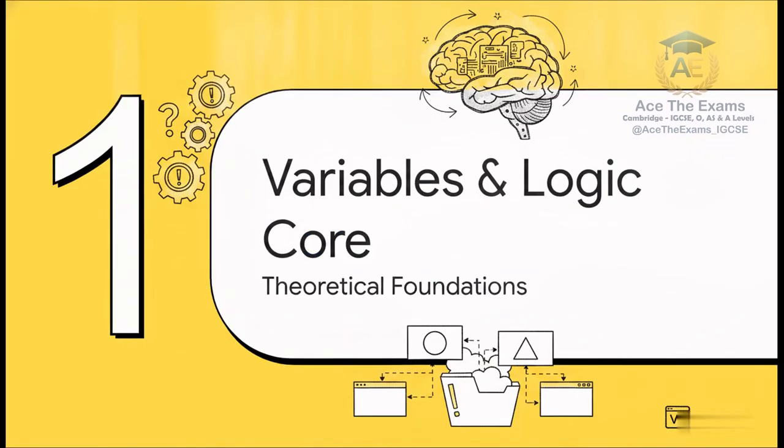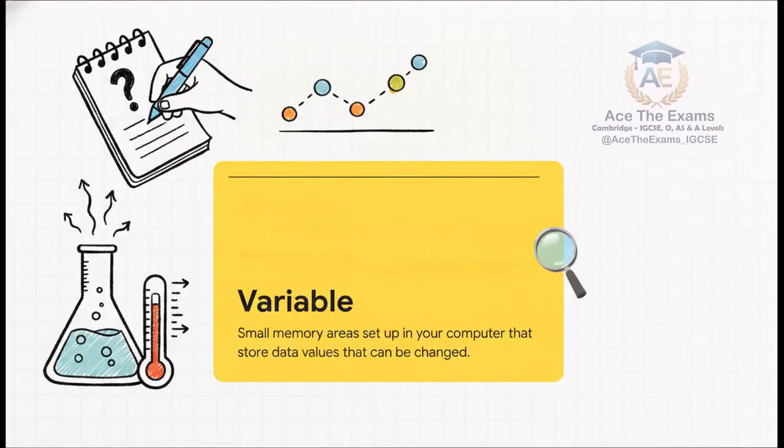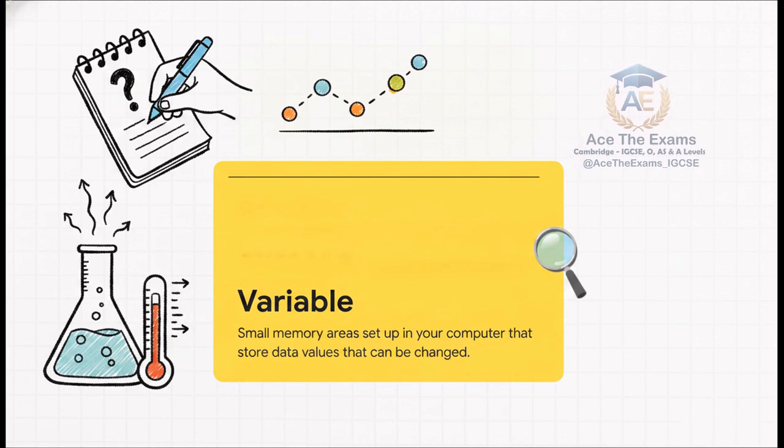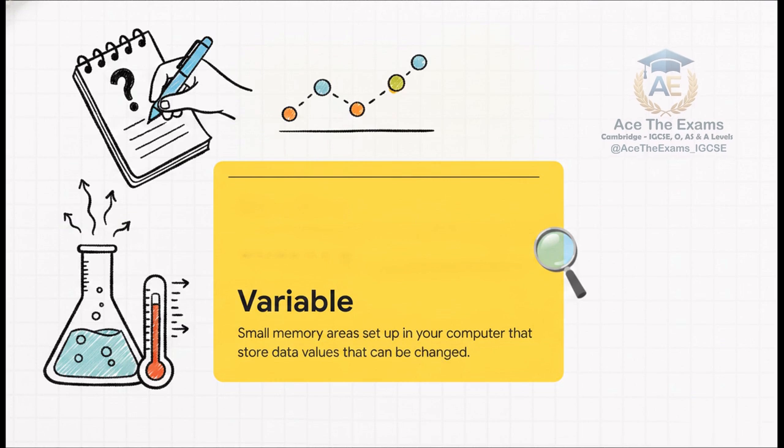Section 1. Variables and Logic Core. Before you even think about writing a single line of Visual Basic, you absolutely have to nail down the theoretical foundations of your algorithms. Think about it. If your underlying logic is flawed, well, your code is going to be flawed too. The crucial takeaway here is that a variable is essentially your digital notebook. It tracks data that fluctuates as your program runs.